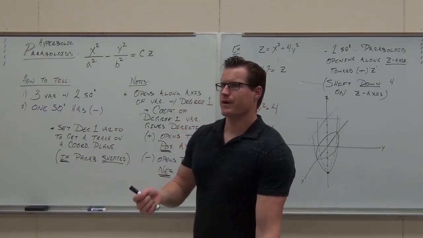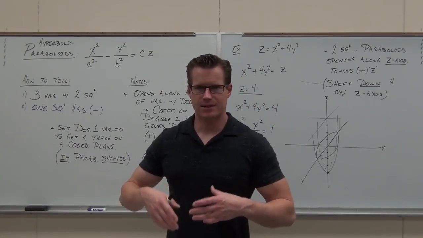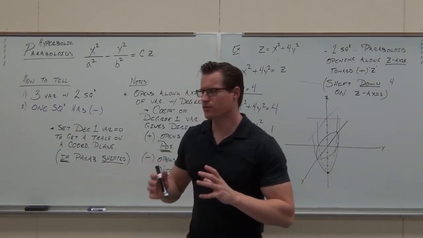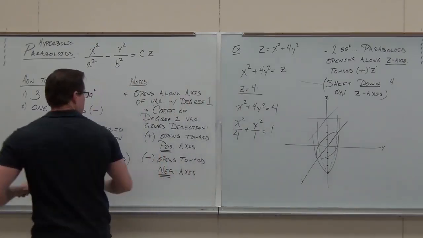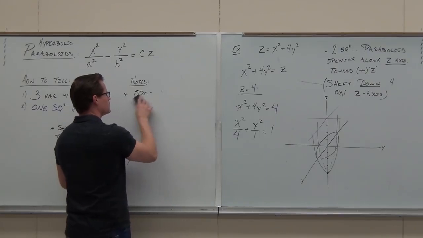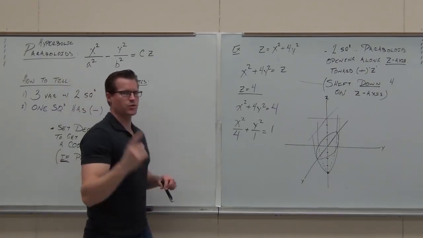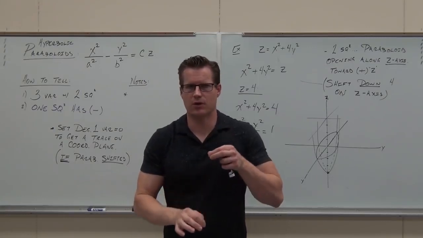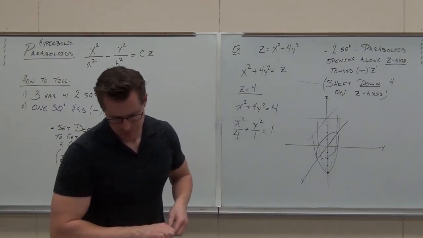The degree 1 variable still gives us the axis of direction, our directrix, our direction axis, but it works a little funny. So degree 1 variable still gives us the direction of travel, our direction axis.